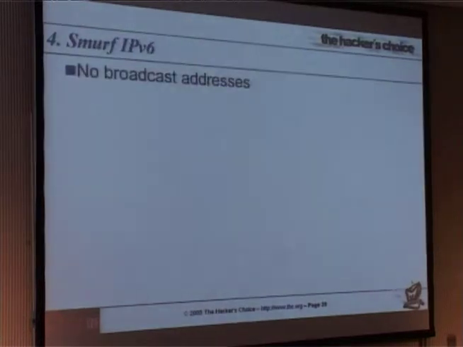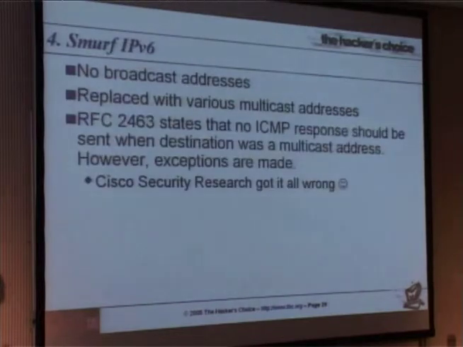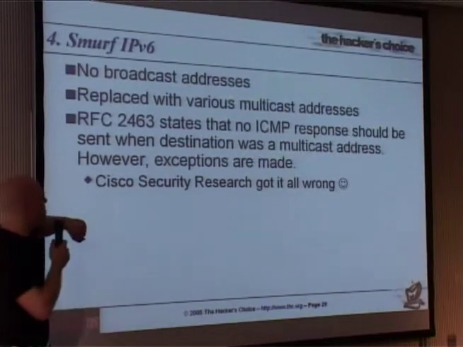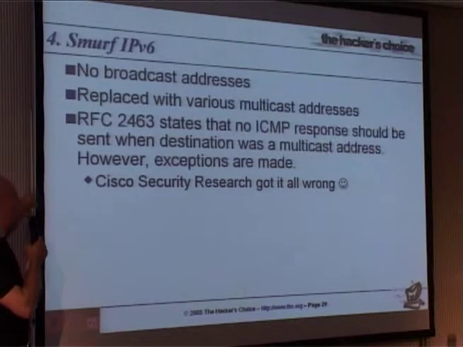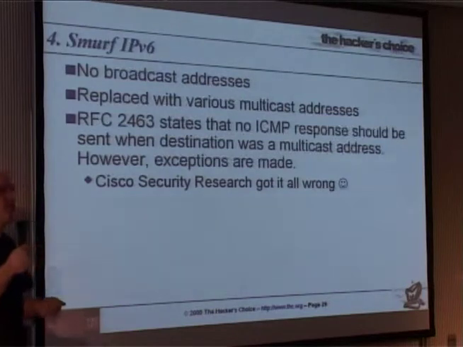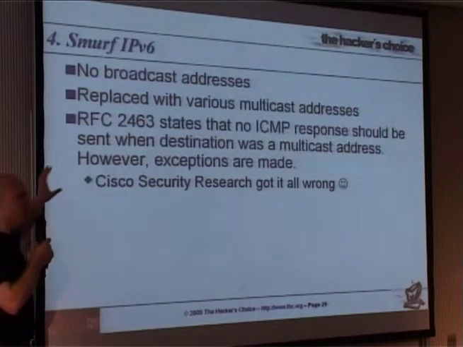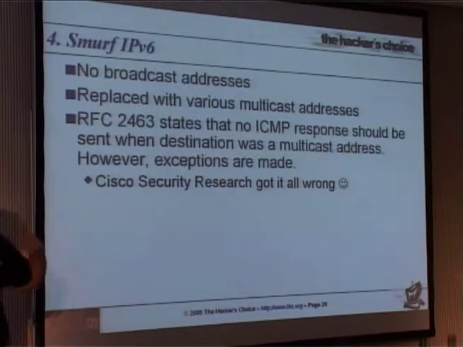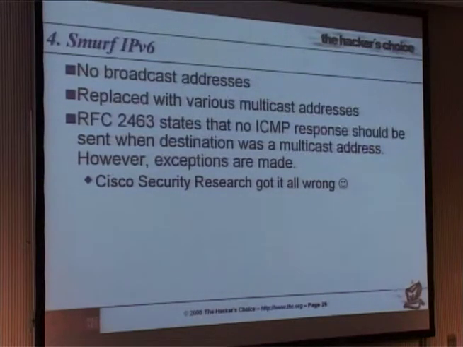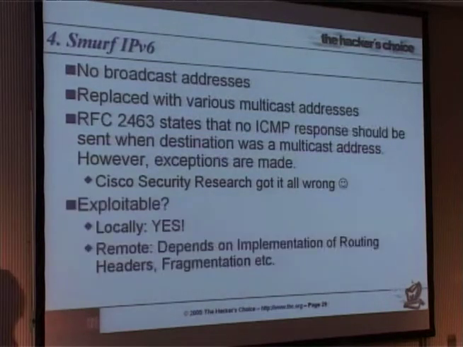If you want to smurf on IP version 6, it doesn't work because there are no broadcast addresses. And the usual multicast addresses are link local only or site local only. It doesn't really help you. There's an RFC which states that no ICMP response should be sent when the destination was a multicast address. There are some exceptions where a response to a multicast packet is made. There are two big Cisco security documents which say these are the vulnerabilities in IP version 6 and we have to handle them. And they said, oh, this is not a problem. But if you read the spec closely, there are exceptions made and they got it wrong. And there are nice ways to exploit that.